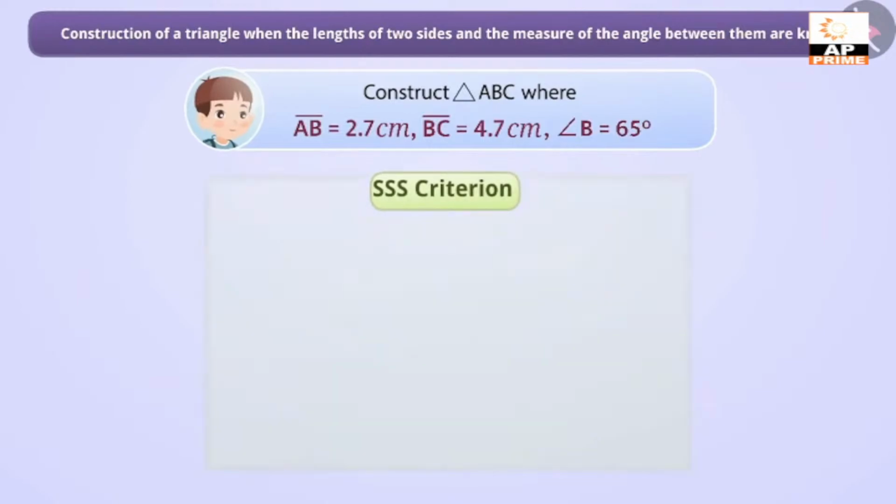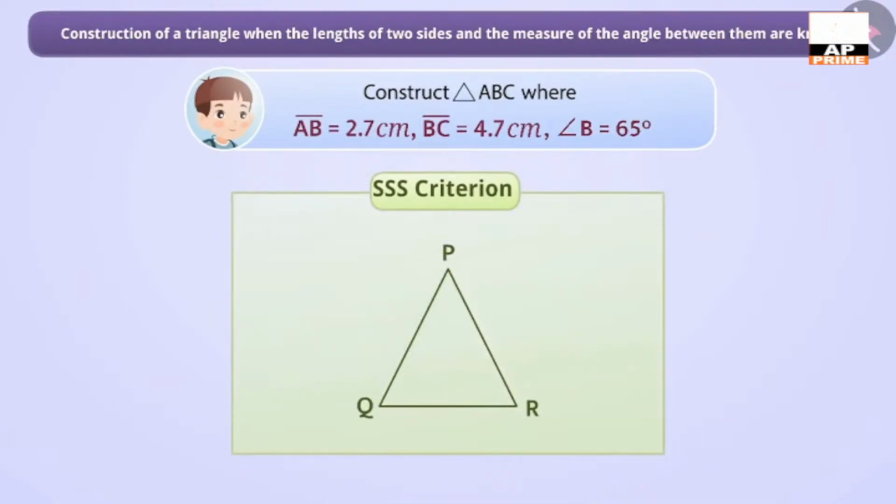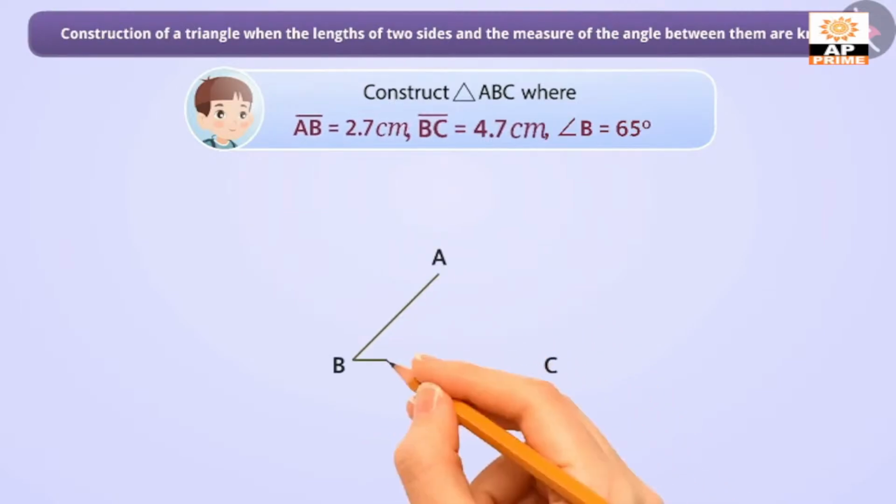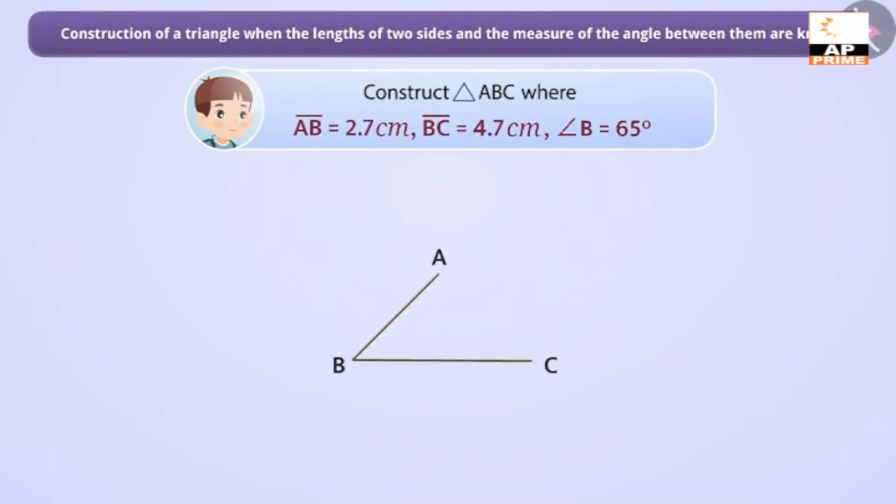Rahul knows how to construct a triangle based on the SSS criterion. Under the SSS criterion, the lengths of all three sides of a triangle must be known in order to construct a triangle. Here, Rahul knows the lengths of sides AB and BC of triangle ABC, but he doesn't know the length of side CA. As a result, Rahul failed to construct a triangle ABC. So tell me, could Rahul construct a triangle ABC using the information provided?